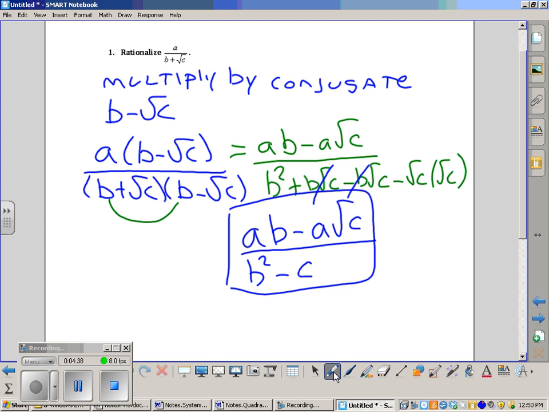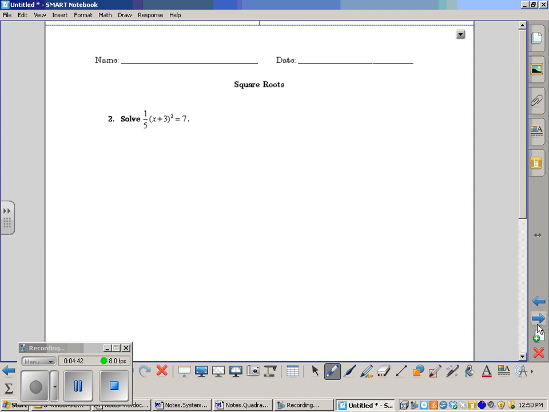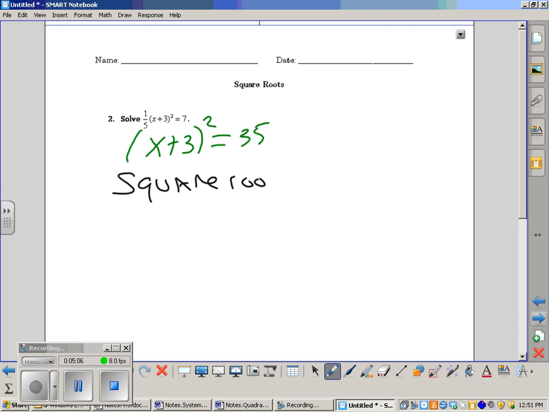Okay, let's go to question 2. Question 2 is actually going to be one where we're taking a square root. So first step, multiply by 5. Second lunch. You guys can go to lunch if you want. So I just multiplied by 5. And now, look, you've isolated the square root term. So at this point, you're going to square root both sides.